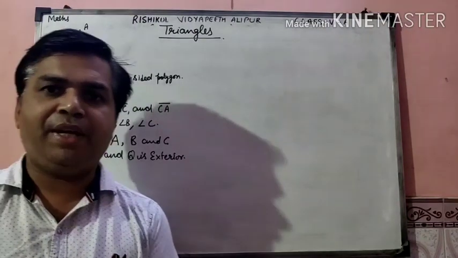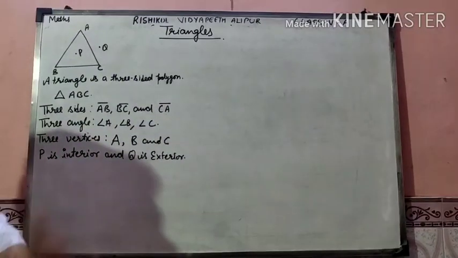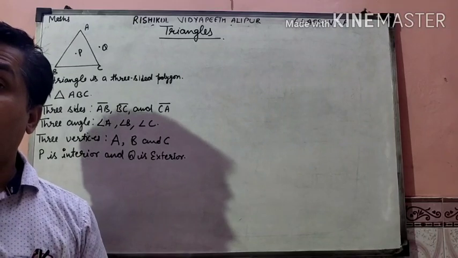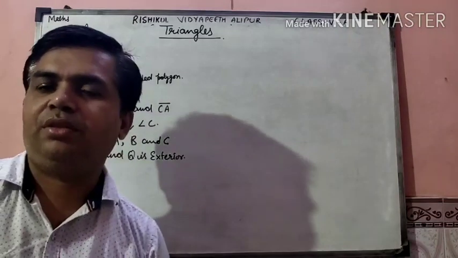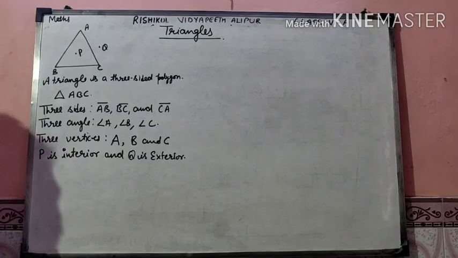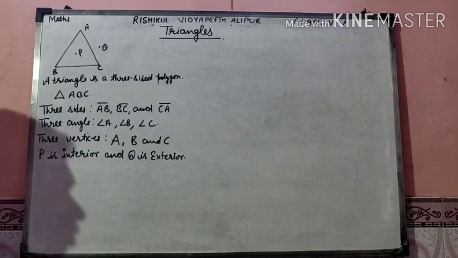Okay. Students, in the last class, what have we done? Can you tell me what we have done in the last class? Yes, we have done angles. And what will you do in today's class? Triangle. What is a triangle?